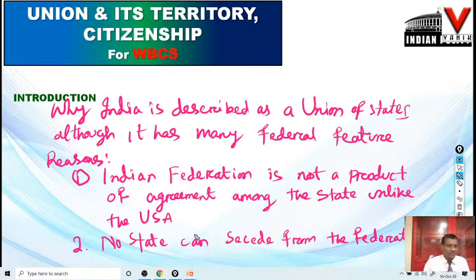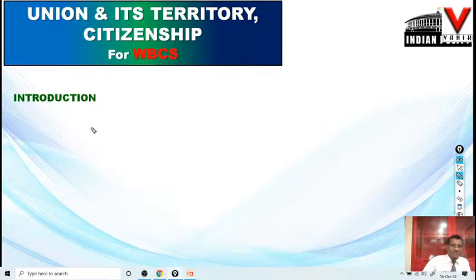The Indian Federation is not a product of an agreement, and no state can secede from the federation. What is the meaning of secede? You can write it: separation, separate itself from the federation. These are the two reasons. Got it? Now we shall move to the next thing about Article 1. In Article 1, Clause 1, one thing is written, that is the territory of India.